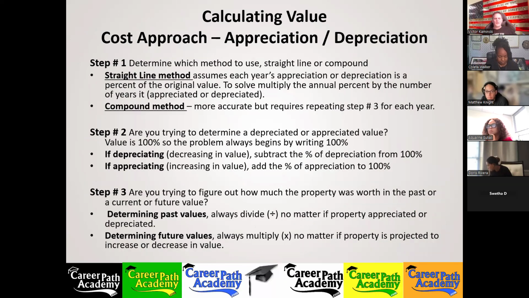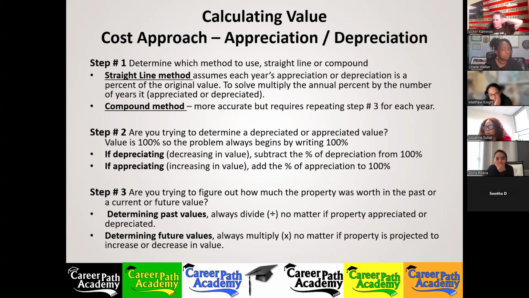Okay. Next, we're going to calculate depreciation. Probably one of the harder problems. It's not that hard though. When I start explaining this, your mind may start getting a little boggled. Don't worry about it. When we actually get into the problem, you could see the instructions are actually a lot easier. So there's a couple steps to this when calculating appreciation or depreciation.